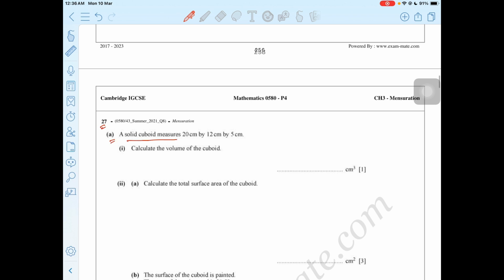Okay, now let's move on to question number 27. We have a solid cuboid that measures 20 by 12 by 5. For the volume of the cuboid, we have to just multiply all these. So this would be 20 multiplied by 12 multiplied by 5, right? So this would be 1200.